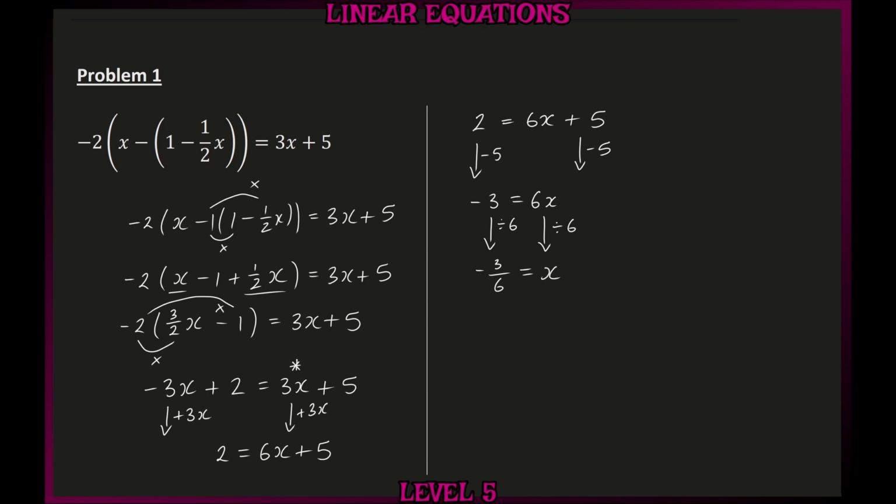And although x equals minus 3 over 6 would be a perfectly good answer, we can simplify minus 3 over 6 to give us minus a half. So x is equal to minus a half is our final answer to problem 1.